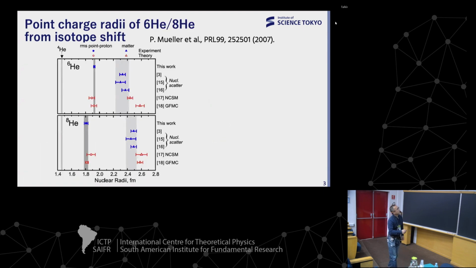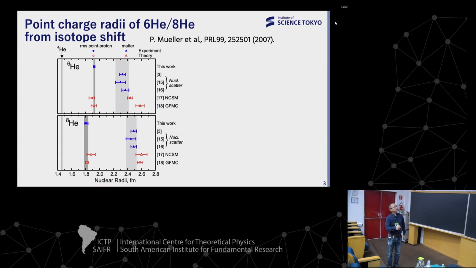By the way, if you are interested, you should also have a look at this nice paper by Peter Mueller on the isotope shift measurement. This is what they extracted for the radii of helium-6. This is the helium-4 radius, and this is the root mean square point proton radius. It is actually larger compared to helium-4, especially for helium-6. Even for helium-8, there is some enhancement of the core. And then this is the matter radius, the total distribution.